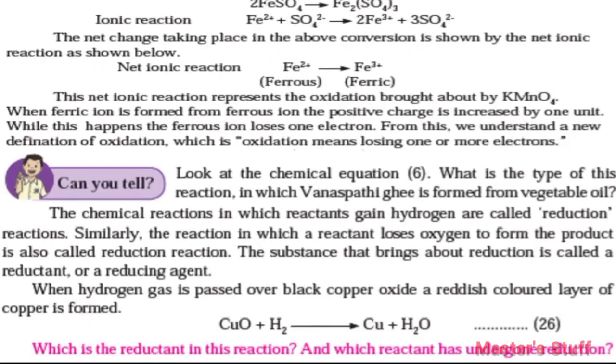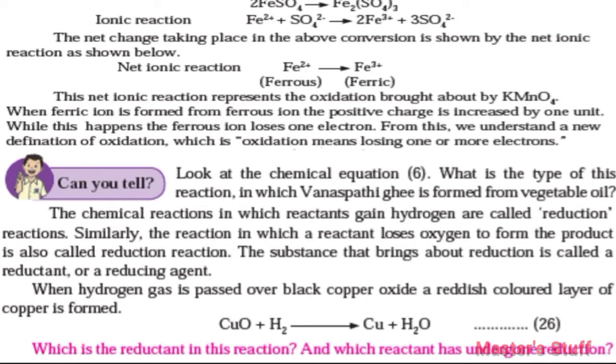Since 2 FeSO4 gives Fe2(SO4)3, the ionic reaction that takes place is Fe2+ plus SO4 2- gives 2Fe3+ plus 3 SO4 2-. The net change taking place in the above conversion is shown by the net ionic reaction as shown below.